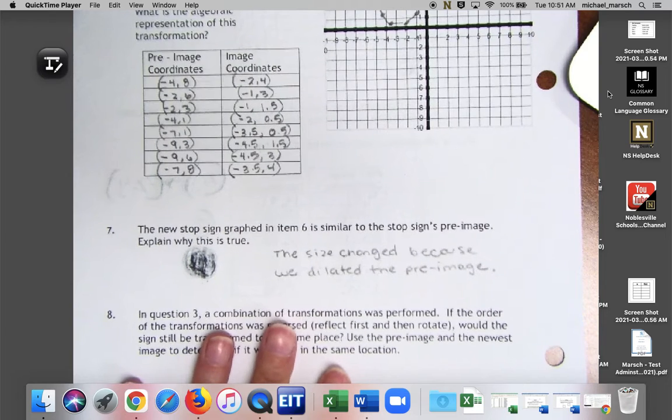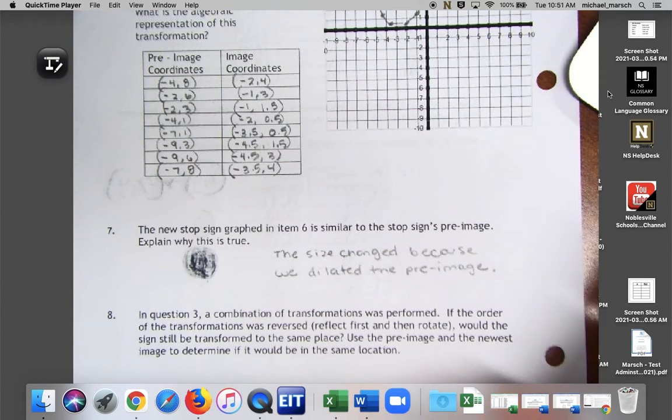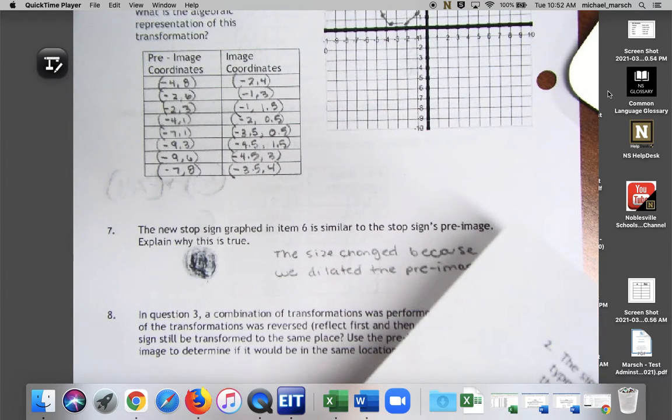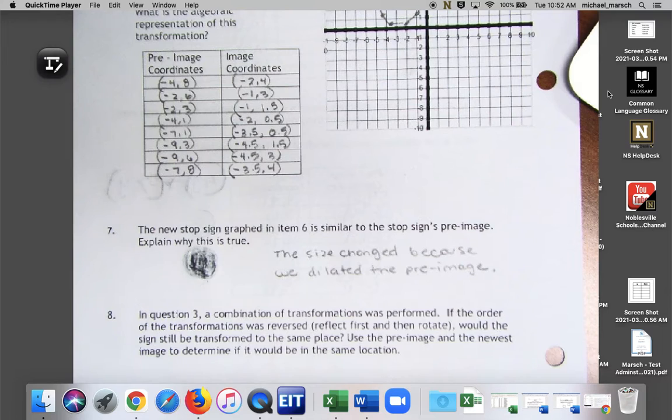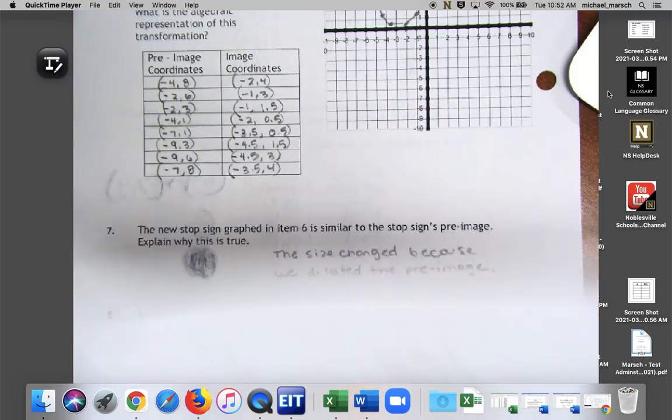Okay, this last one requires us to kind of look at a few different things at the same time. So I'm going to use my pre-image and image as best I can. It says a combination of transformations was performed, right? We had a compound transformation. In that compound transformation, we did a rotation and then a reflection. They want to know if we had done a reflection and then a rotation, would the sign still be in the same place? So let's look here.